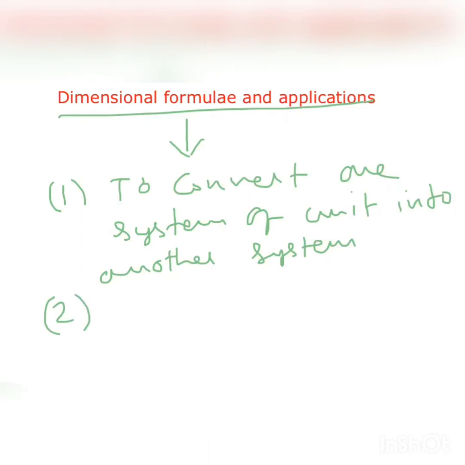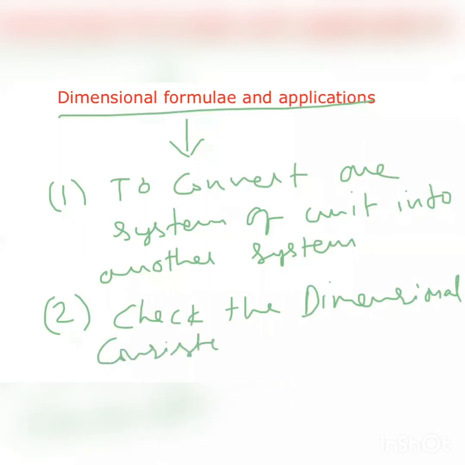Second one is that the dimensional formula can be used to check the correctness of an equation. Check the dimensional consistency of a given equation. What does checking dimensional consistency mean?